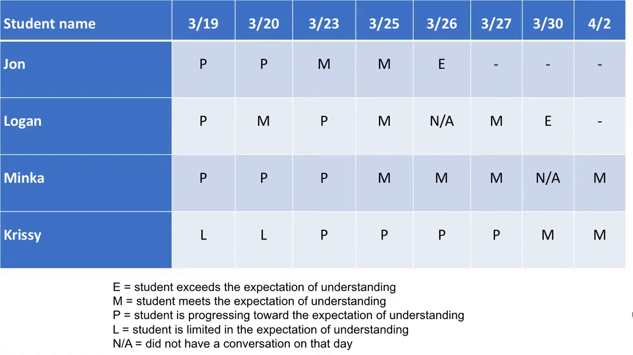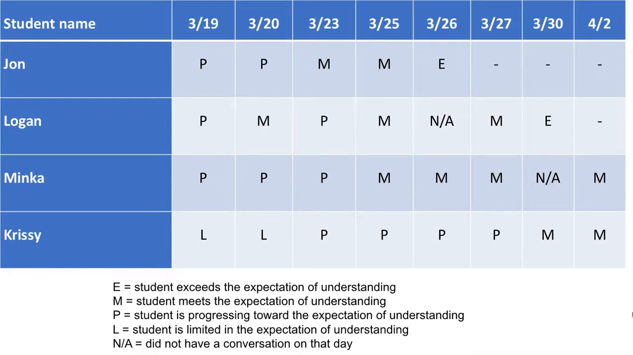So Chrissy has a very consistent progress: the first couple of days she's L's, the next 4 days she's P's, and she eventually gets up to an M. She never reaches that E, but that's okay. She's mastered what it is. She's just not exceeded it. And then you can see that some students may actually regress. So Logan, the first day is progressing, the second day he's met, but then maybe he slips up and is not able to show 3 days later that he really got this. So he slips back to progressing.